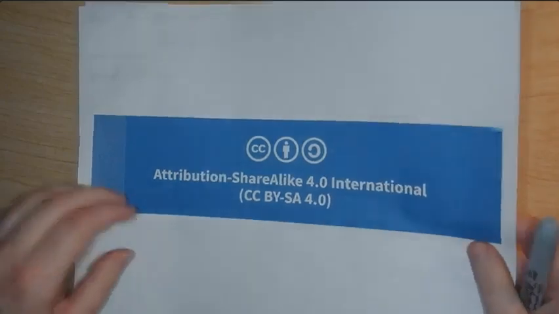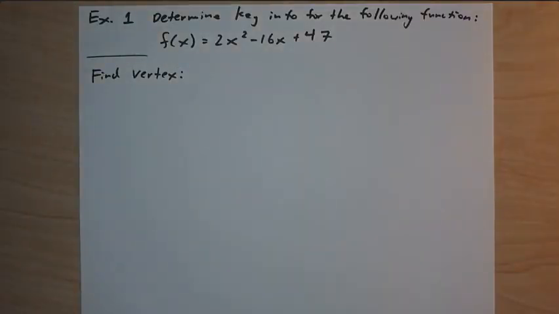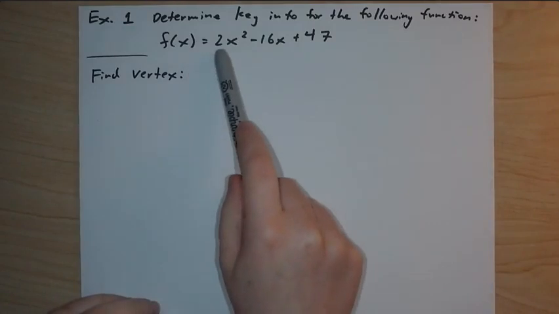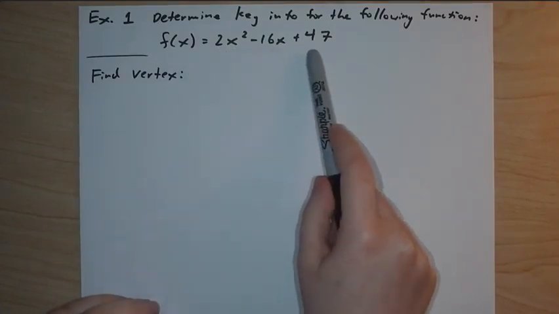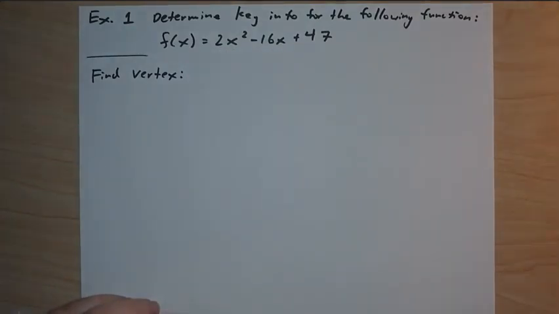Lab 21, Example 1. We want to determine some key information for the following quadratic function. We have f of x is equal to 2x squared minus 16x plus 47. The first thing we want to do is find the vertex.